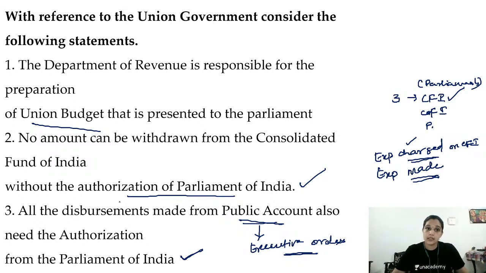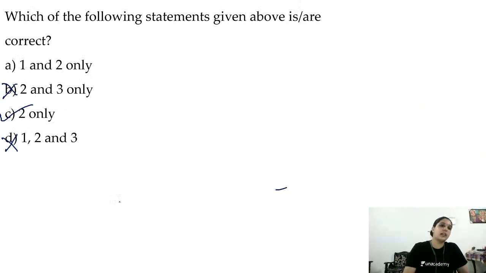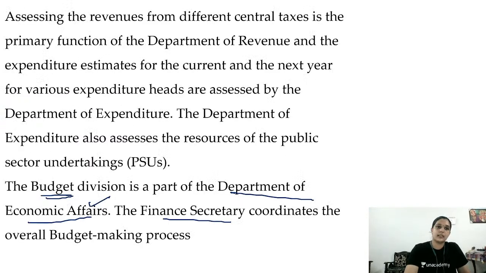Why? The budget is not just about revenue, it is about expenditure and revenue. So the Department of Revenue cannot do it, or the Department of Expenditure cannot do it, but the Department of Economic Affairs only does this Union Budget. The Finance Secretary only takes care of it. Okay, Finance Ministry, Department of Economic Affairs. So if you know that statement, you can come to the conclusion that 2 only is the answer. Clear? Yes.